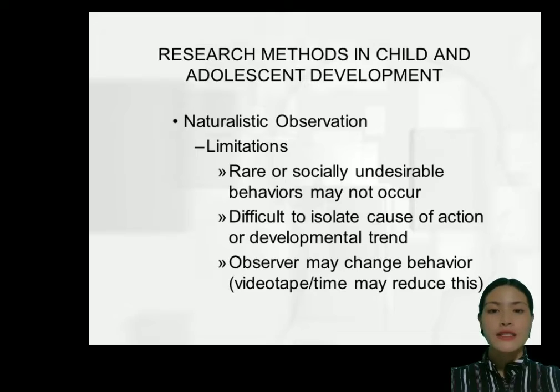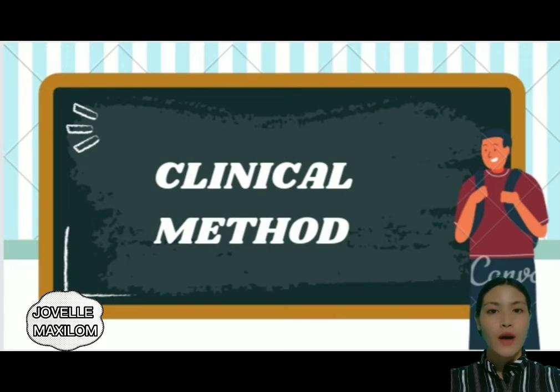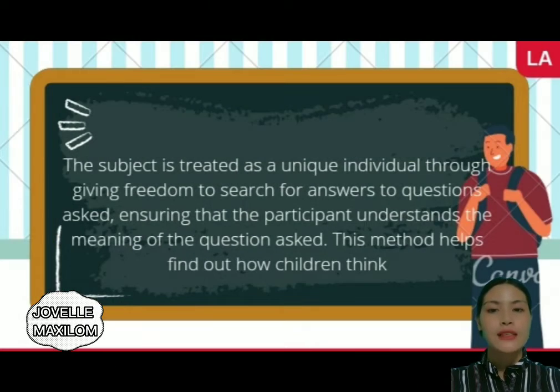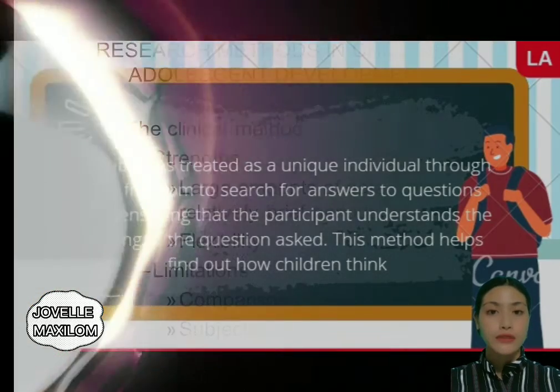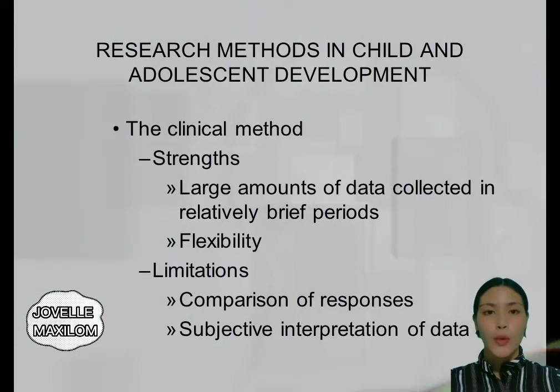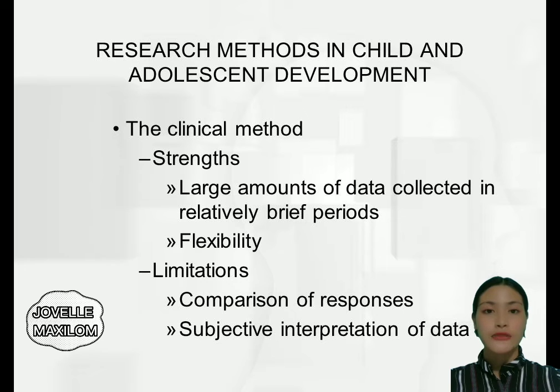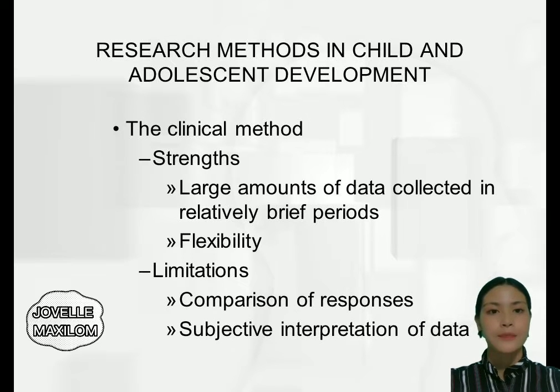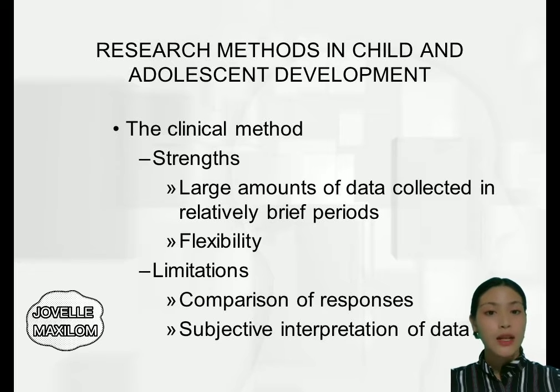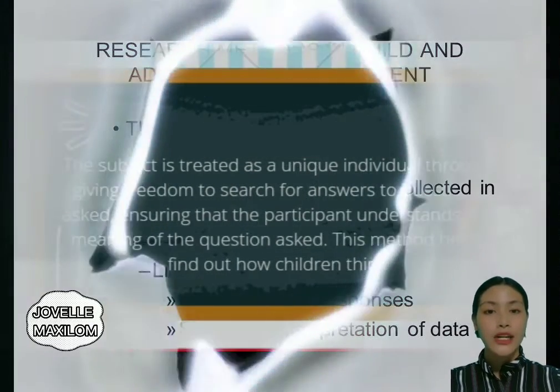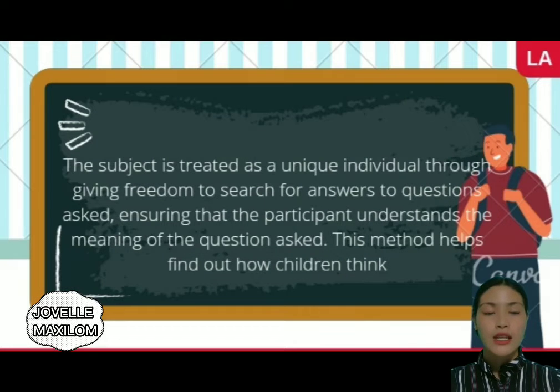Clinical method. The subject is treated as a unique individual through giving freedom to search for answers to questions asked, ensuring that the participant understands the meaning of the question asked. This method helps find out how children think. It is also primarily used to collect detailed information on the behavior problems of maladjusted and deviant cases. It covers antisocial behavior, emotional disturbances in the area of learning, and backwardness in school subjects.